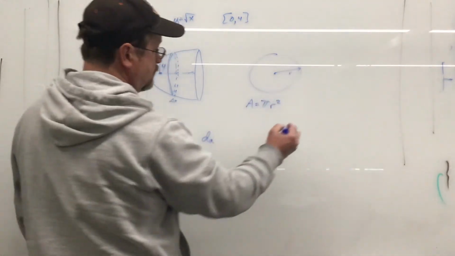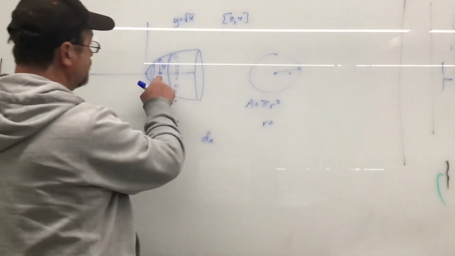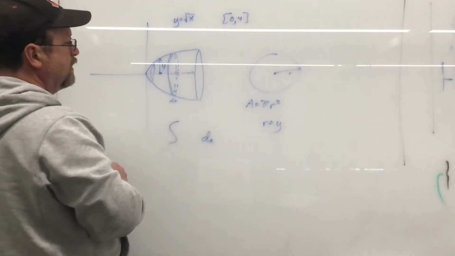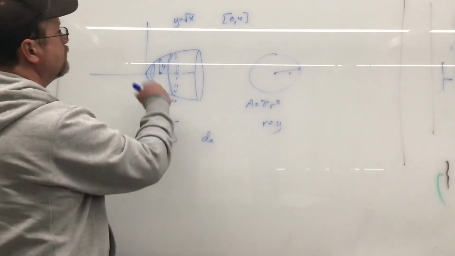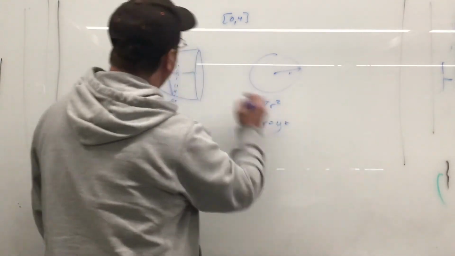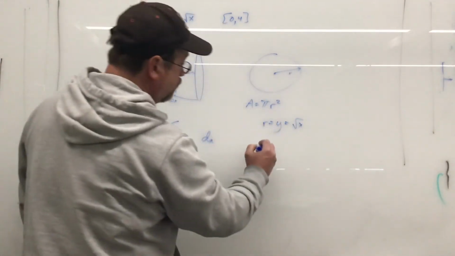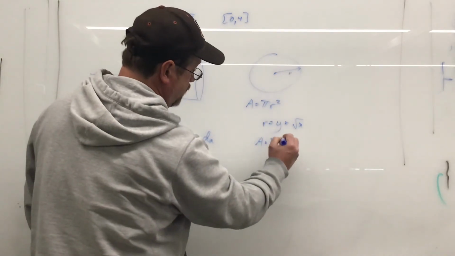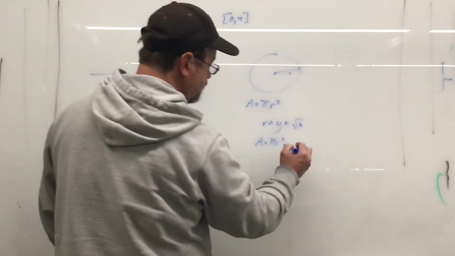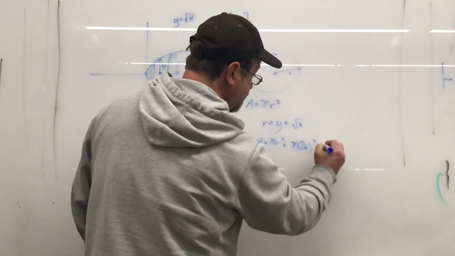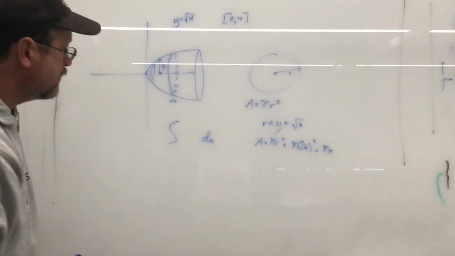So r, well, what do we know about r? R is, what's the radius from there to there? That's just y. It's the y direction. But I don't want things in terms of y because of this. I want things in terms of x. But y is square root of x. And so therefore the area, which is pi r squared, with r being square root of x, is pi times square root of x squared, which ultimately gives me pi times x. That's my area.